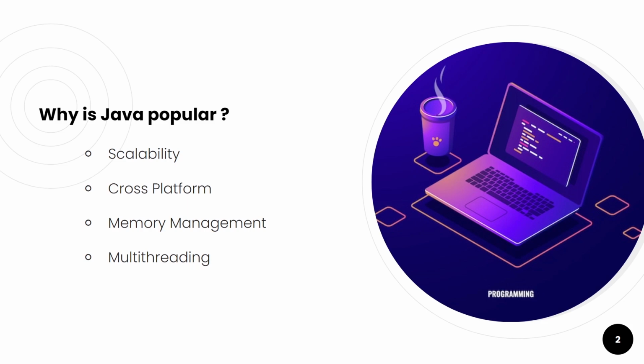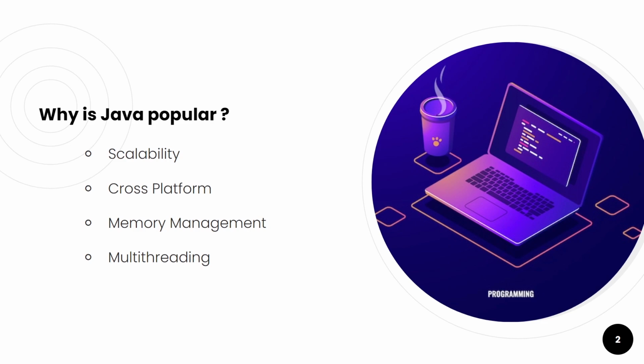The next reason is cross platform. Cross platform means a compiled Java program can be run on all platforms. Remember that the machine must have a Java virtual machine. After compiling a Java program, the Java code gets converted into a bytecode, which is platform independent. This bytecode is understood by the JVM. We can run this bytecode on any platform.